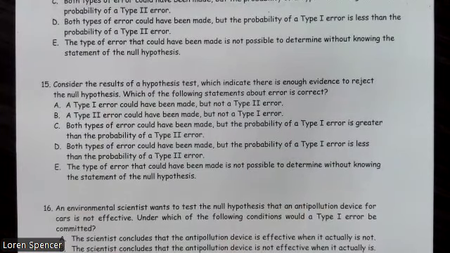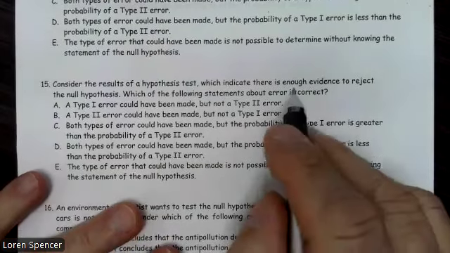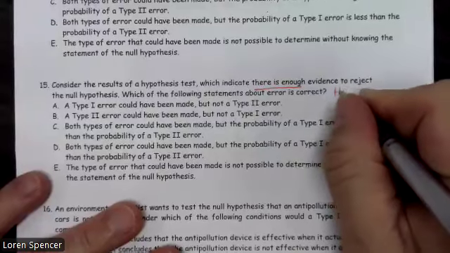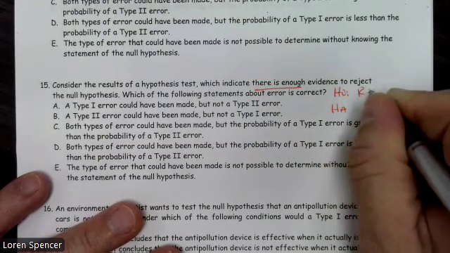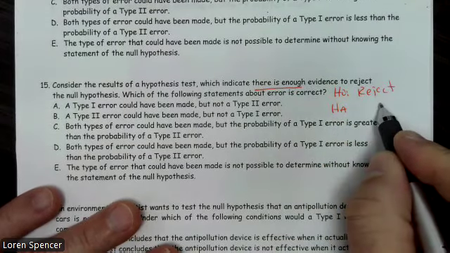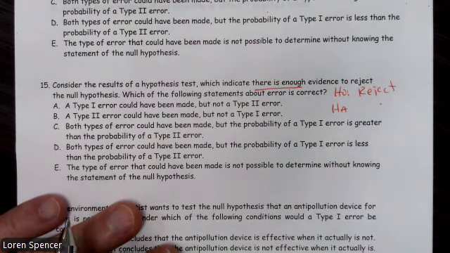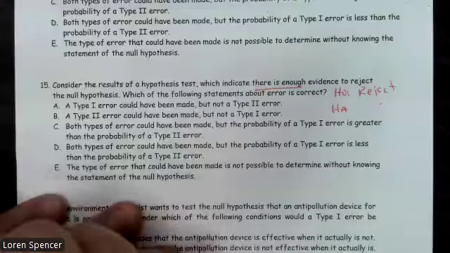Consider the results of the hypothesis. Which of the following statements about the error is true? There is enough evidence. So H0, HA. In this case, we have enough evidence. So what's our decision? Our decision is to reject. So if we reject, a type 1 error could have been committed, but not a type 2.